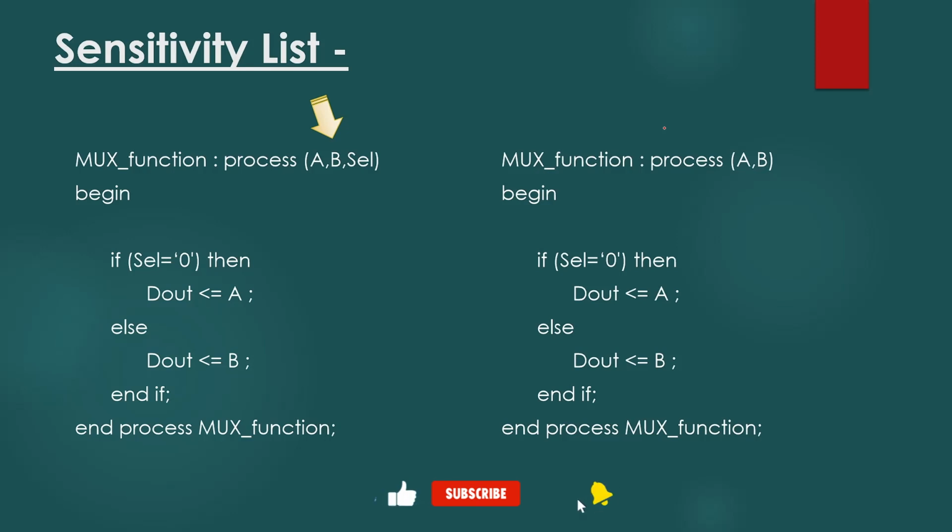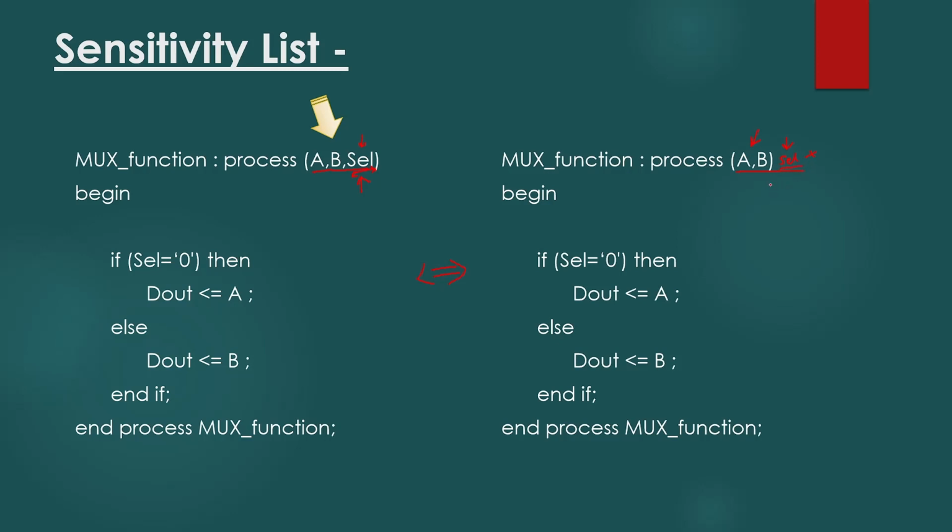Now, if you have little understanding of the sensitivity list, then try to figure out what will happen if you miss listing the select input inside the sensitivity list. Give a pause here and think a while about the simulation result. In this screen, these two VHDL codes are exactly the same except the sensitivity list. So compare the left side process, which includes all inputs in the sensitivity list, with the right side process, which doesn't include the select input in the sensitivity list.